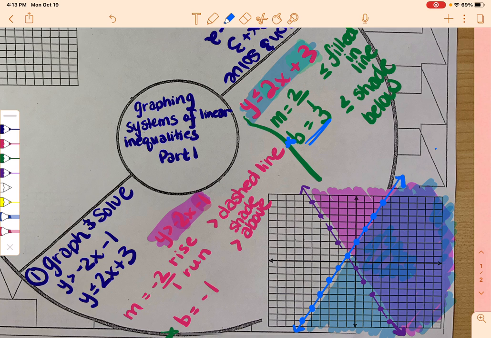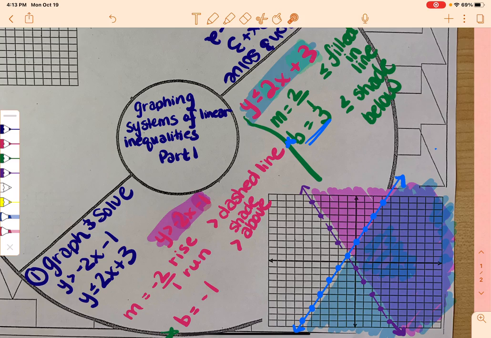Not too crazy. Now, you can tell by looking at this, there's just blue here and just my pink here, but do you see where there's both colors? That's where your solution is. So any point that would be in that area, so if I went over 3 and up 3, that point would be in there. That would be a solution because it's in the overlapping area.